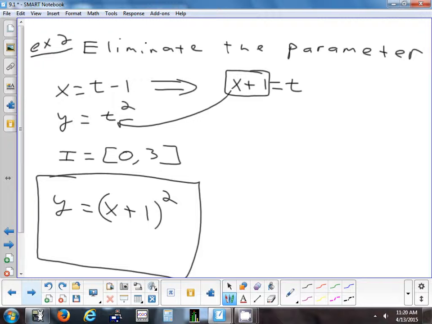Anyone remember how it's been shifted, this plus 1? Yeah, it's been shifted left 1. Very good. Now, if you just drew this, you'd get the full parabola. But the interval was only 0 to 3. 0 to 3 is not the domain here. 0 to 3 is the interval when you write it parametrically. We've rewritten it. Okay?